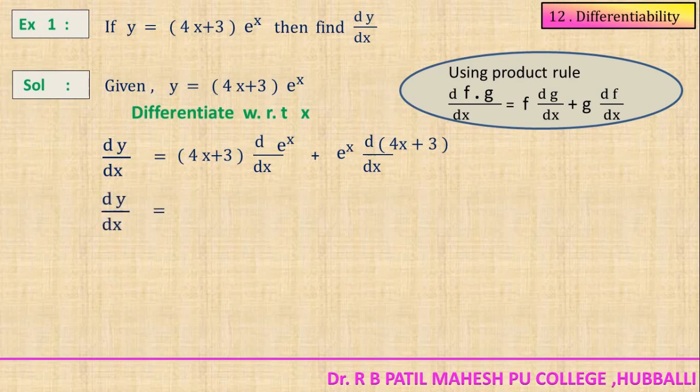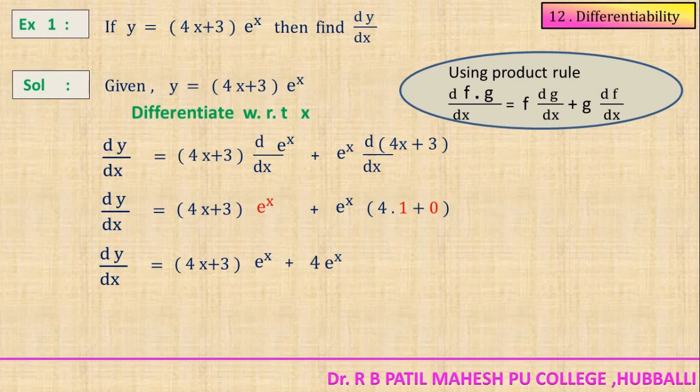Now wherever you have dy by dx or d by dx of the function, write it. Okay, what is d by dx of e raised to x? The exponential function derivative is the same, it is a standard x variable, same function, no composite rule. Plus e raised to x as it is, d by dx of 4x plus 3, that is 4. So we get (4x plus 3) e raised to x plus e raised to x into 4.